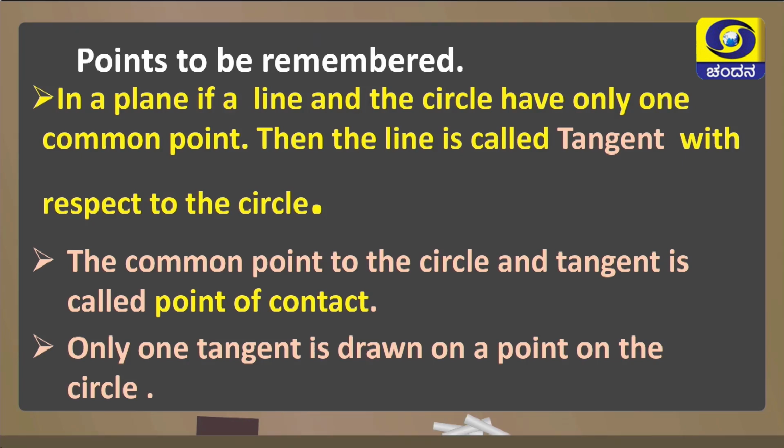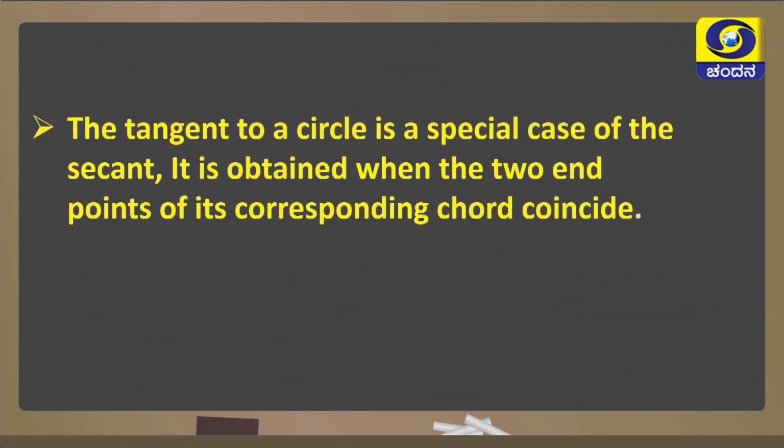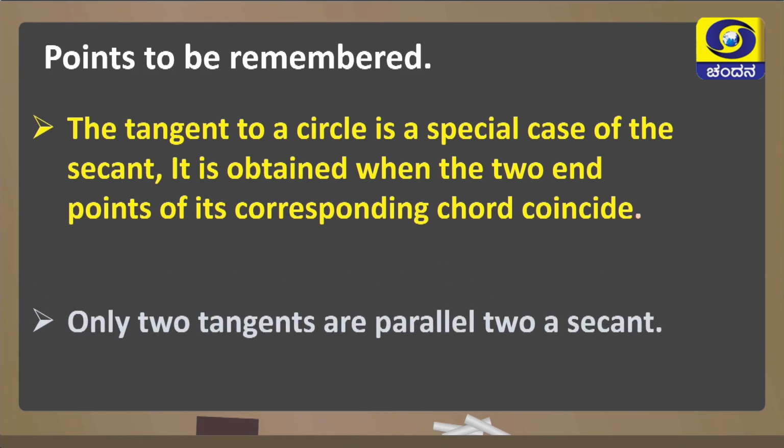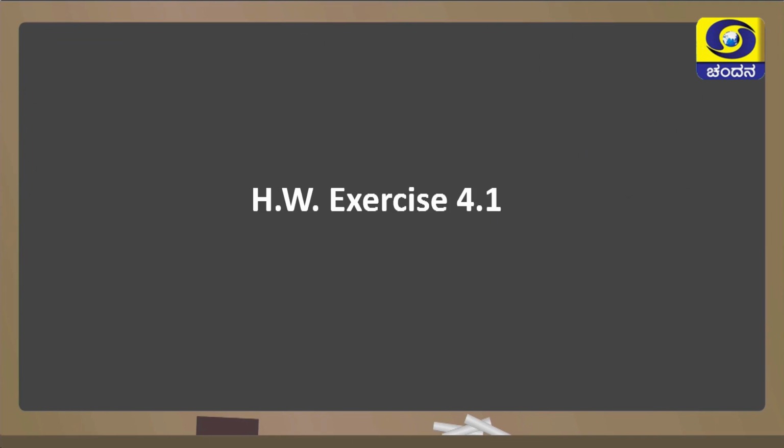The common point to the circle and tangent is called the point of contact. Only one tangent can be drawn at a point on the circle. These are all the observations we made in this class, and we have to remember them. The tangent to a circle is a special case of the secant. It is obtained when the two endpoints of its corresponding chord coincide, and only two tangents are parallel to a secant. You have to do the homework exercise 4.1.